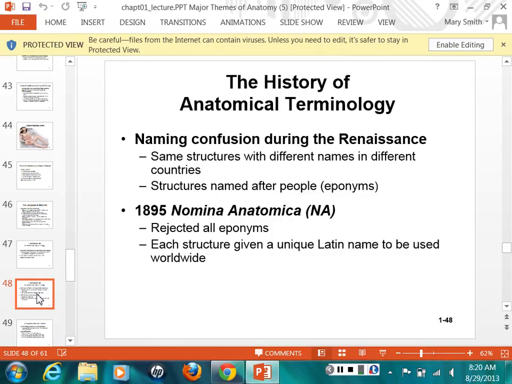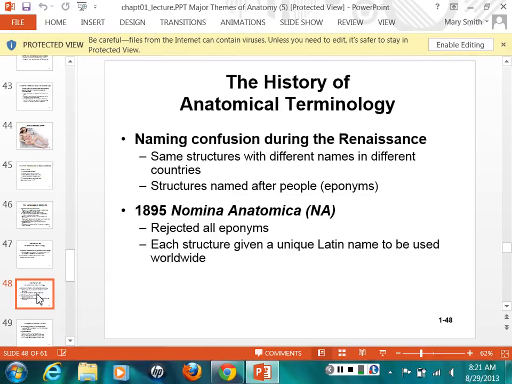Main confusion during the Renaissance. Yeah, I was just asking her about eponyms. Throughout the world, they were giving different structures in the body different names. They were naming them after people they admired, people they looked up to, their predecessors or professors, things of that sort. So the NA, which is your nominal anatomical, also came into play in 1895. It rejected all the eponyms.